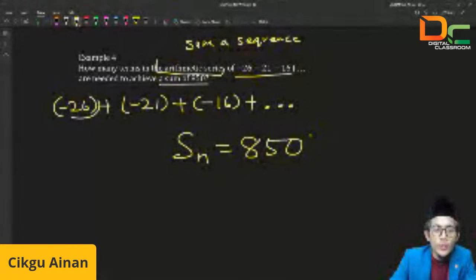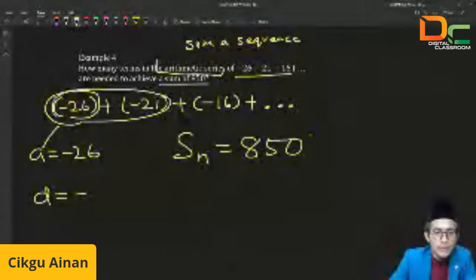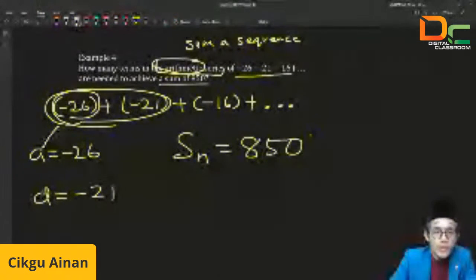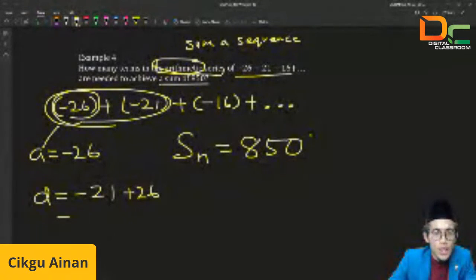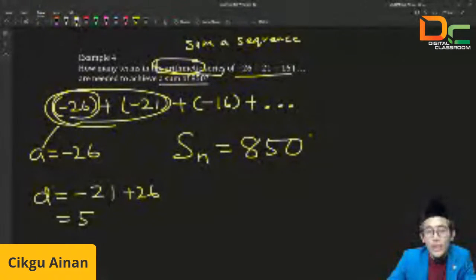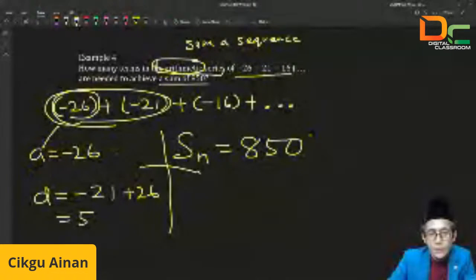So from here we know A equals minus 26. And then D is just subtracting the first two terms because we already know it's arithmetic already. So minus plus 26, so we get 5. We can use this information to help us over here.